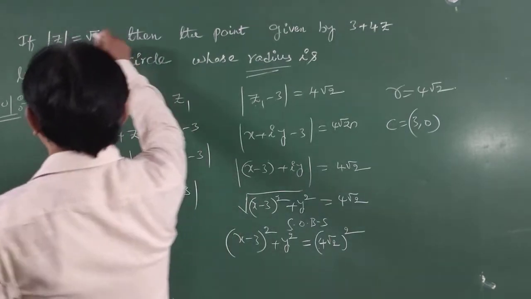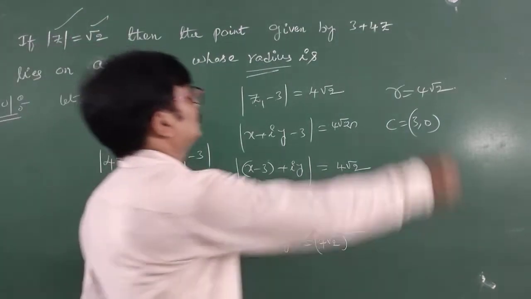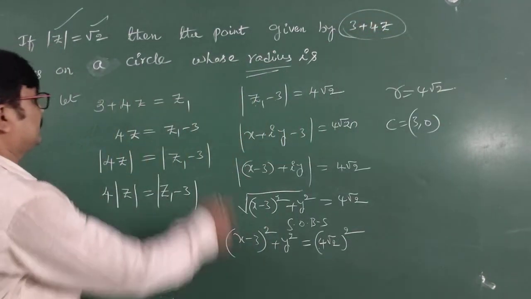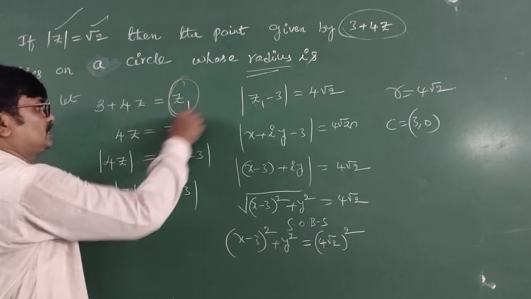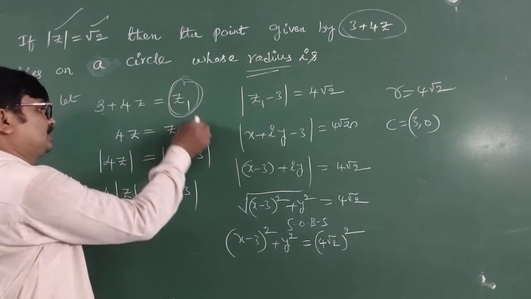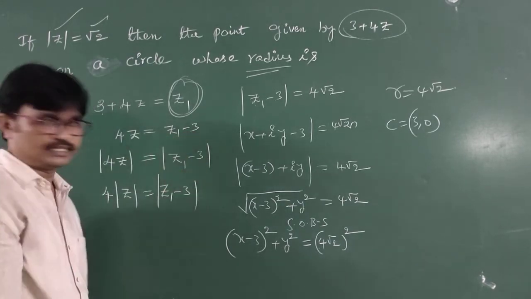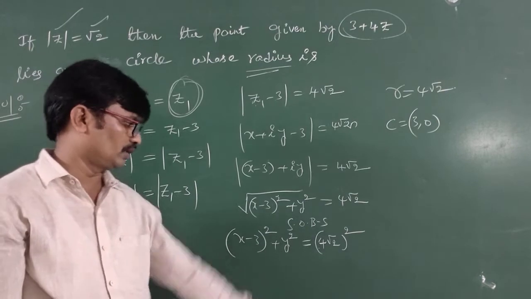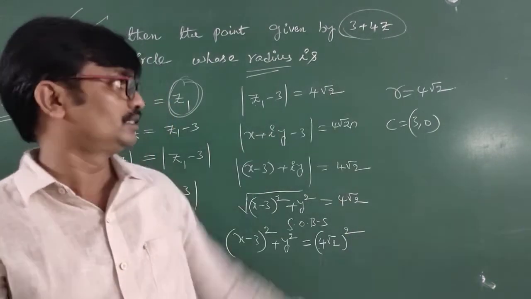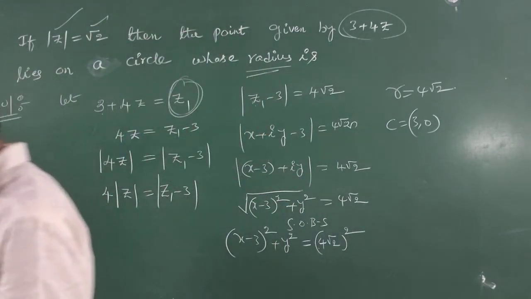So this is when mod z is given as root 2 and we are taking that 3 plus 4z lies on a circle. That means the locus is z1. z1 means x plus iy. After that, plus 3 sending to the other side, minus 3. Now we can apply the modulus on both sides. Then we got x minus 3 whole square plus y square equal to 4 root 2 whole square. What is the radius, students? 4 root 2. Okay. Let us now go to the second one.